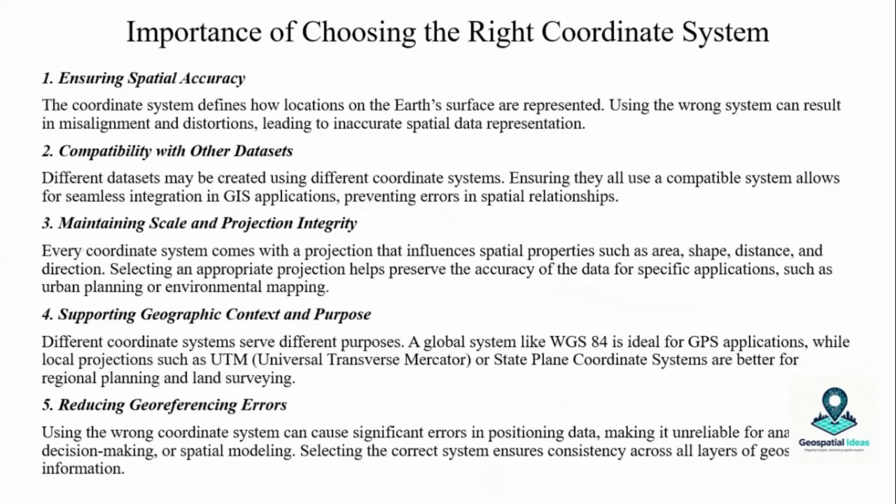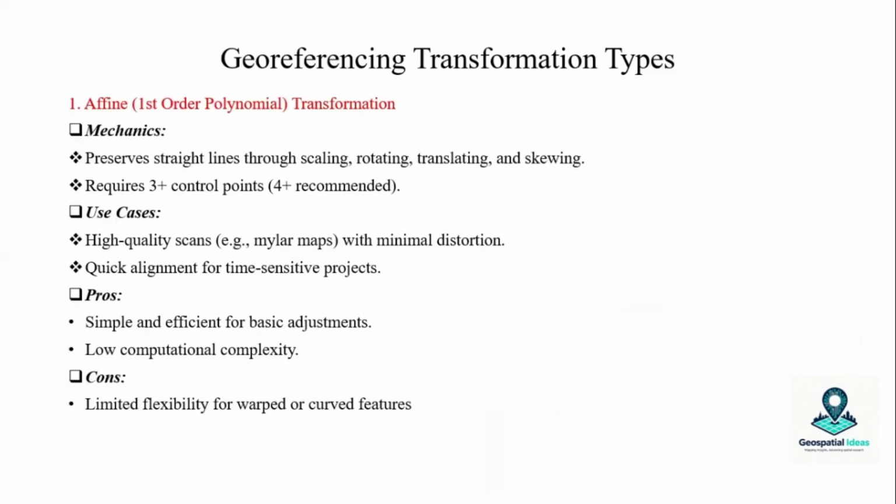Yes, please. These are the type of transformations that I was talking about. So we have the affine, which is a first order polynomial transformation, and these are some of the features that it comes with. In terms of mechanics, it preserves straight lines through scaling, rotating, translating, and shearing. Usually when you want to use the affine or the first order polynomial, you are going to use three control points, or the number that is recommended is four. So I think that's one of the major things you look at.